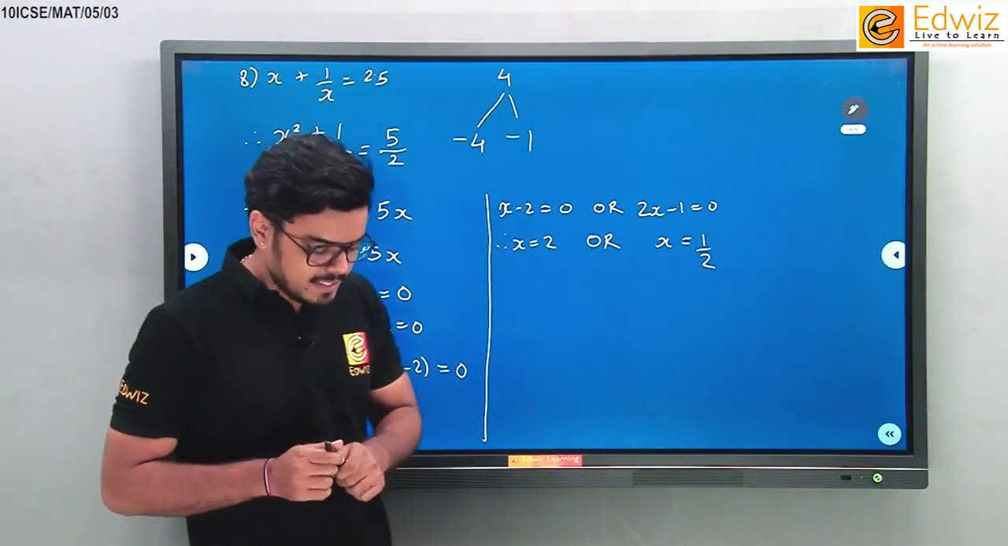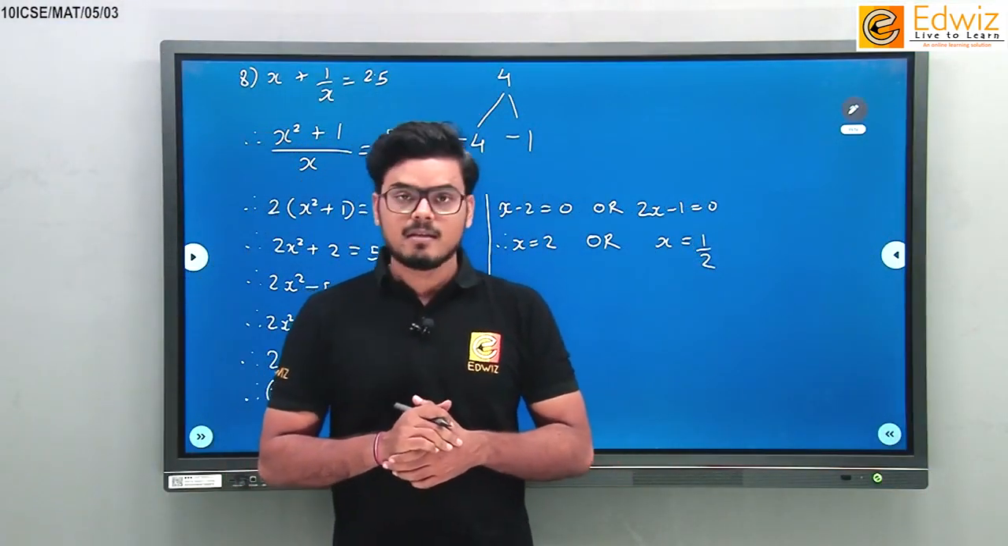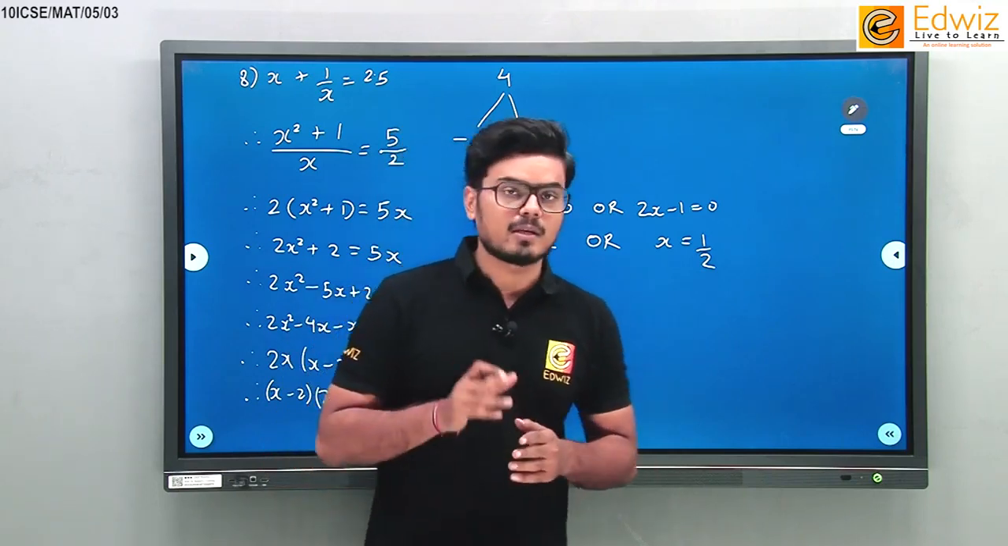Okay students, moving on to the next question. Question number 9. 2x minus 3 the whole square equals 49.